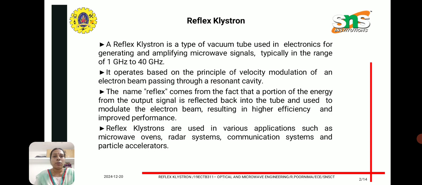The name reflex comes from the fact that a portion of energy is reflected back into the vacuum tube and used to modulate the electron beam, which is useful for getting higher efficiency and improved performance in oscillators. That is why it is called the reflex klystron. It is used in various applications like microwave ovens, radar systems, communication systems and particle accelerators. Generally it is a microwave oscillator.